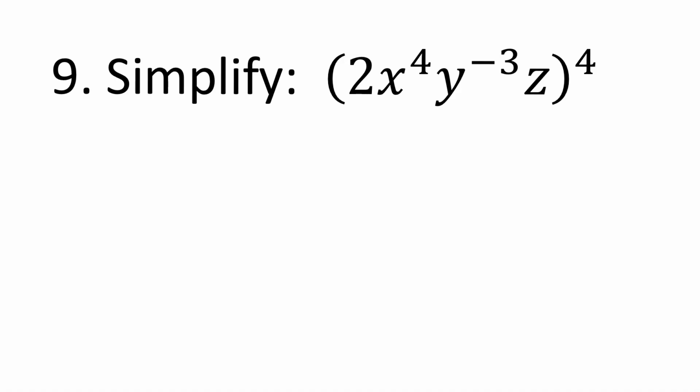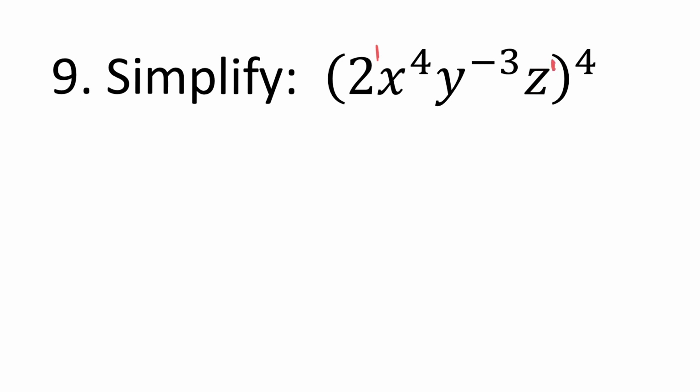So number 9, you don't have a fraction, but we do have a parenthesis with an exponent outside of the parentheses. Inside, we have an expression, and we do have a negative exponent, so we have to be careful with that negative. But let's go ahead and understand the exponents. The 2 has an exponent of 1. There's an invisible 1 exponent. The x has an exponent of 4. The y has the exponent negative 3. And the z has an exponent of 1.